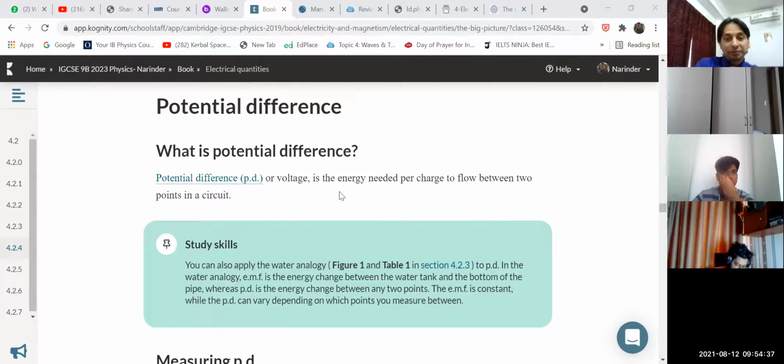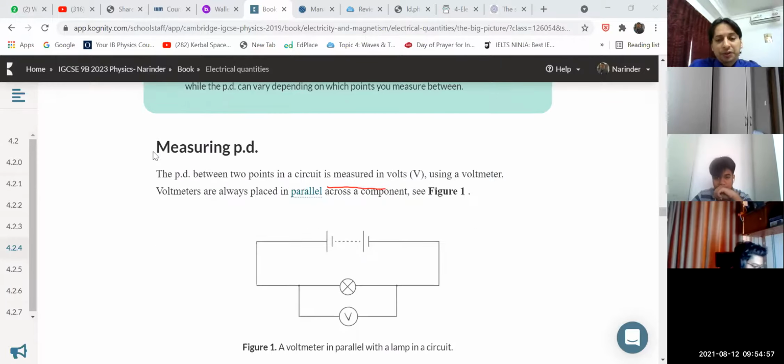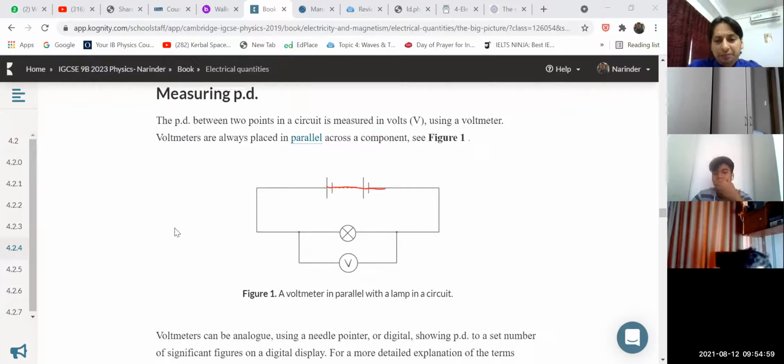Let me read here. It is the voltage, the energy needed per charge to flow between 2 points in a circuit. Energy needed to flow a charge between any 2 points. What do you mean by any 2 points in a circuit, children? Any 2 points means, let me show you this diagram.